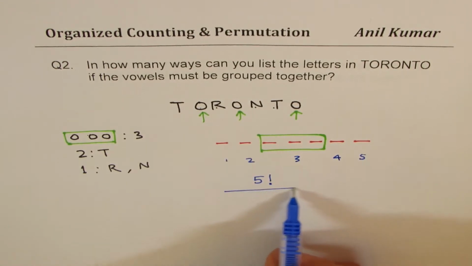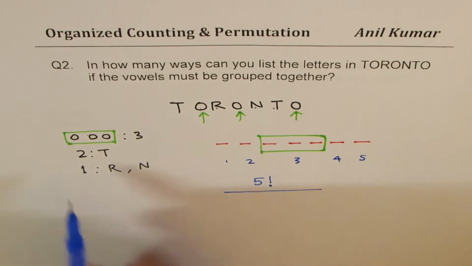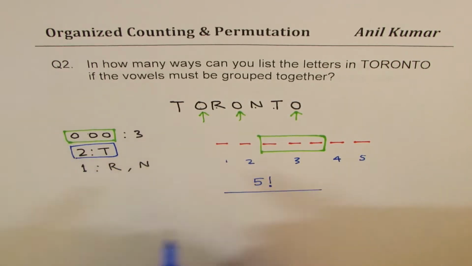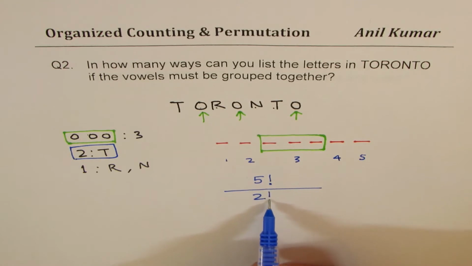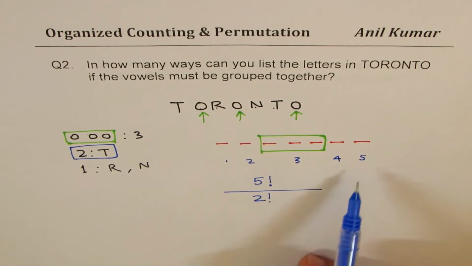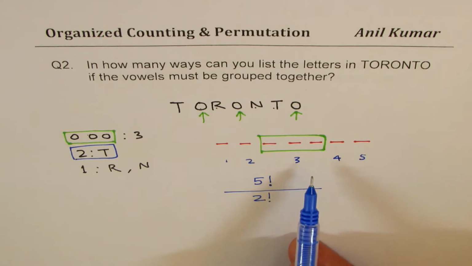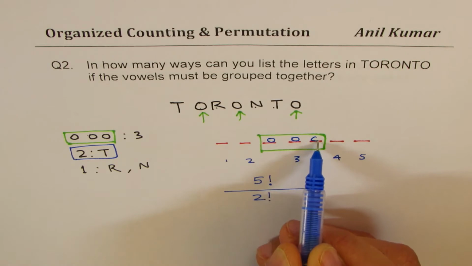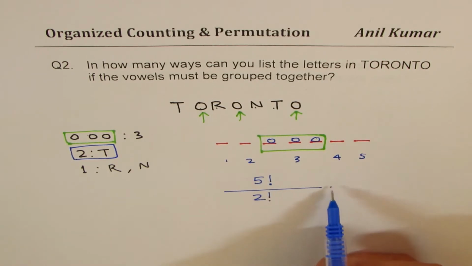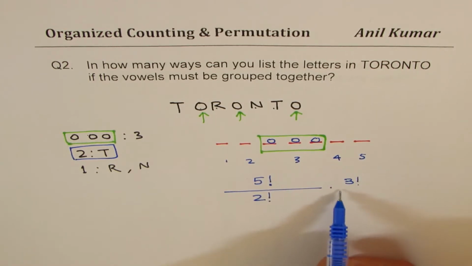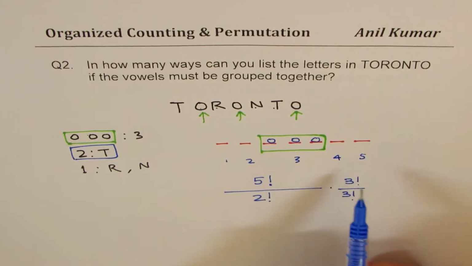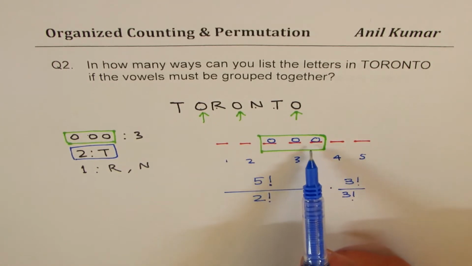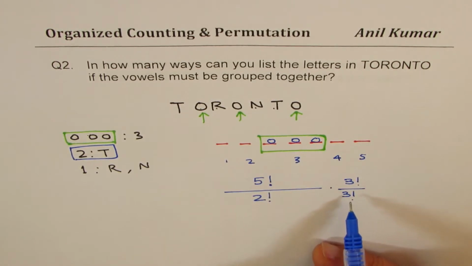Correct? Now, we have to look for repetitions. We have 2 T's, so we have to divide by 2 factorial. Okay? So that is how we get all these combinations. Now here, this time we have 3 O's. Now these 3 O's can also be arranged in 3 factorial ways. However, they are triples, so we have to divide by 3 factorial. Correct? At times, there could be more vowels. So this is kind of important part of your solution. So that becomes your answer, right?